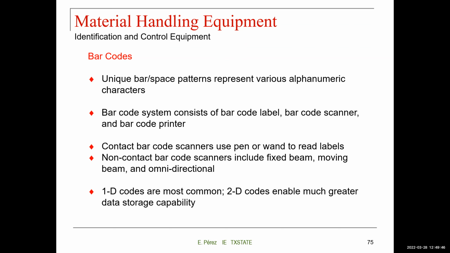So a barcode system consists of this barcode label. Contact barcode scanners use a panel to read this label. So again, you scan it, you get a lot of information about the product. And 1D codes are more common than 2D codes, which enable more storage for the data.